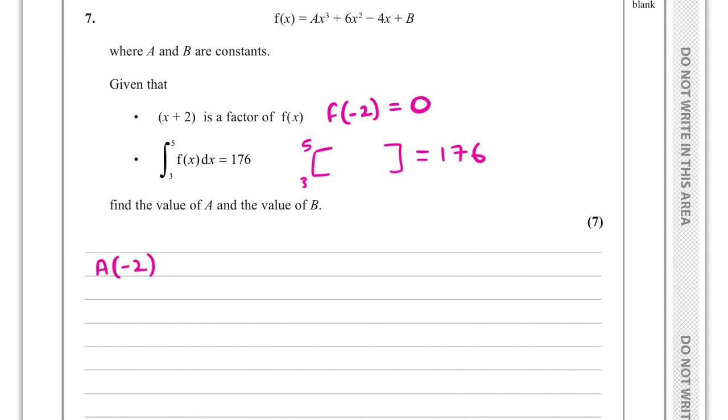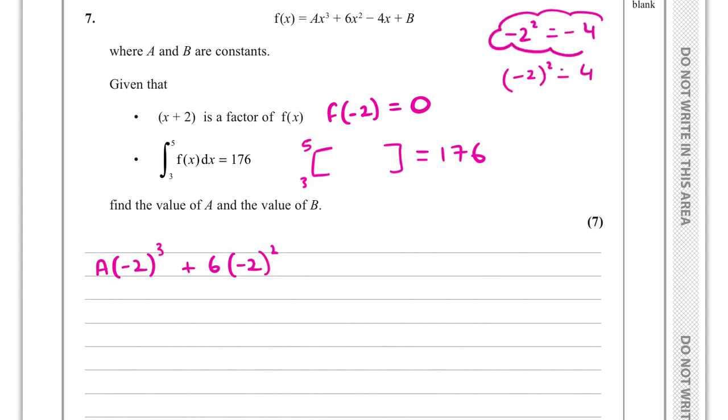So I'm going to have a lots of minus 2 cubed. Now, a lot of people mess up here because for the second one, they'd put 6 lots of minus 2 squared. If you don't put the brackets in, if you put minus 2 squared into your calculator, you get minus 4. But we all know that minus 2 squared is 4. So this is what your calculator gives you. If you do not put it in brackets, your calculator will give you the wrong answer. You're going to mess up. You're going to have to start again. Please be mindful of that. Okay? Minus 4 lots of minus 2. So when in doubt, get your brackets out. All right? Plus b. Okay.